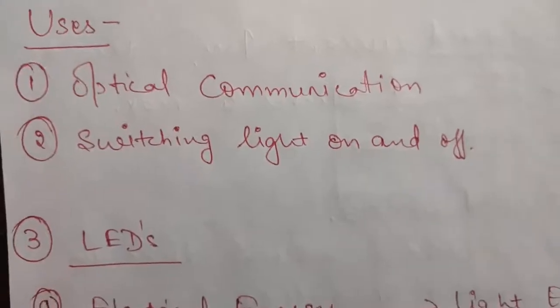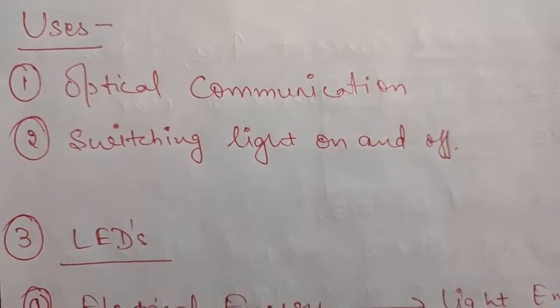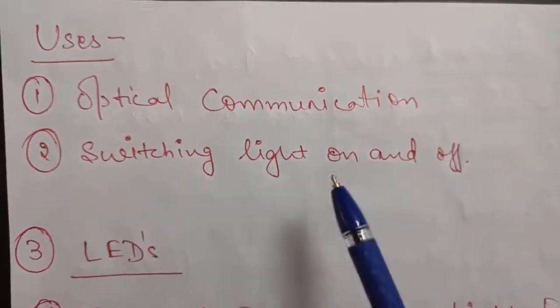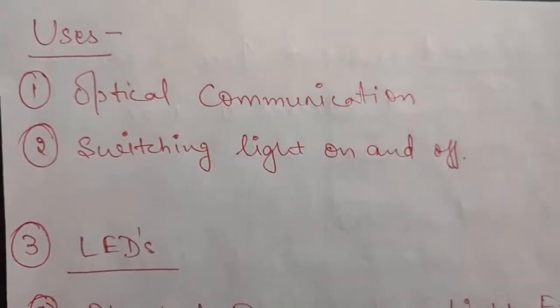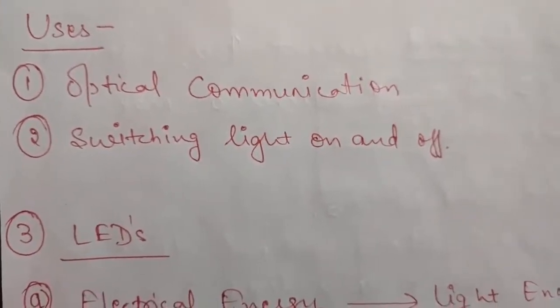Now if you talk about the uses of photodiodes, they are used in optical communication, and they are used in switching light on and off, because they can switch light on and off within nanoseconds. So they can be used for switching purposes.